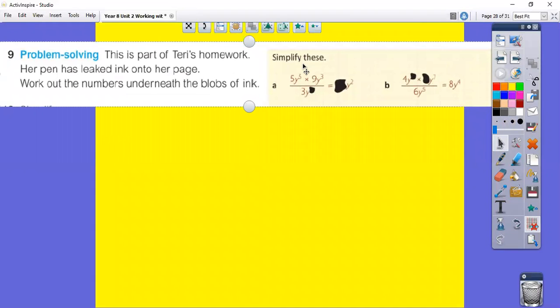So the question Terry had was 5y to the power of 5 times 9y to the power of 3, all divided by y, a 3y to the power of something, gave her something y to the power of 2. So what's the missing power here? What do we need to do? What power do I need to get this final answer? And the same for here. Again, you try these at home, write your answers in the book. Remember to show your workings. And if you have any queries, please message me.